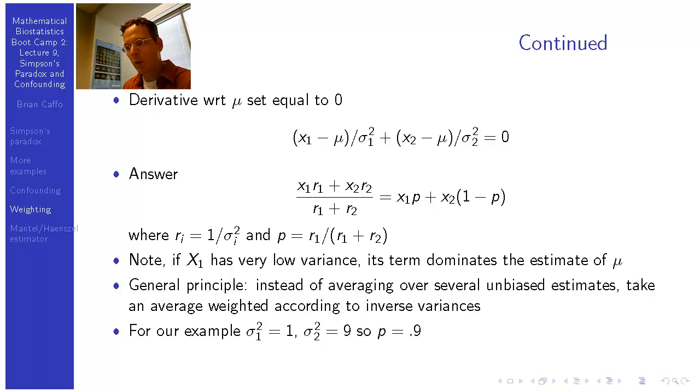So in our case, sigma 1 squared was 1, sigma 2 squared was 9. So in this case, you can work it out. p works out to be 0.9. So it works out to be 0.9 times the first measurement plus 0.1 times the second measurement. The first measurement gets a lot more weight because that scale has 1/9 the variance of the other one.